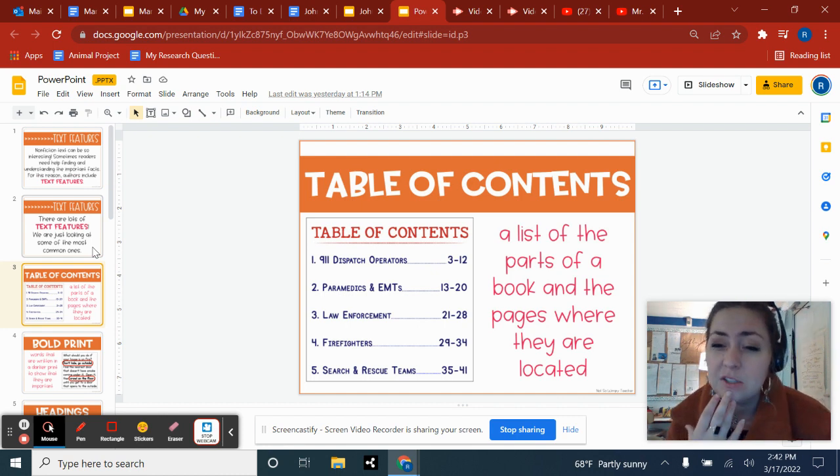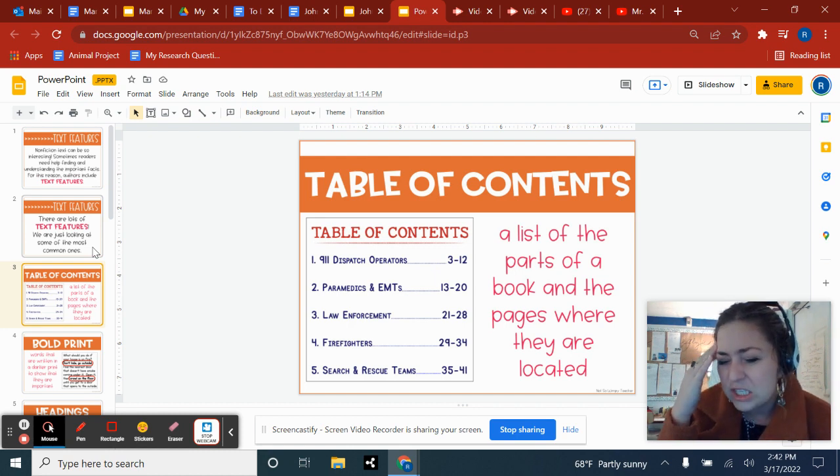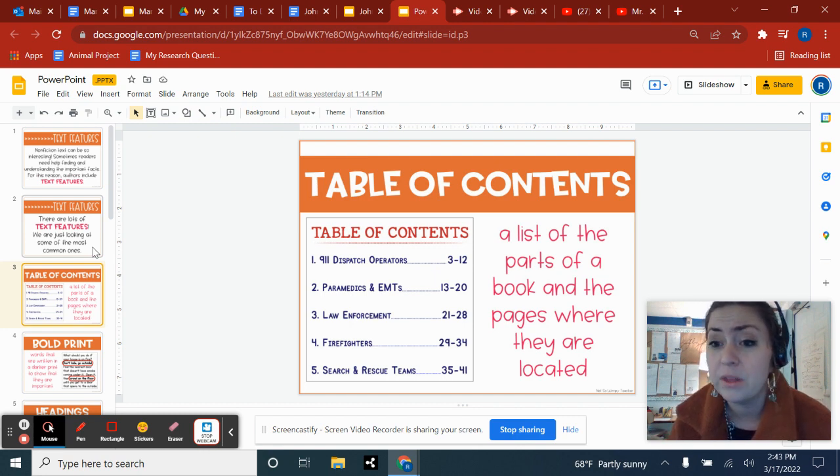Now, the reason we have text features is because with fiction or fake stories, it's easy to imagine it in our brain. But nonfiction are real things, kind of like polar bears and puffins and tigers and armadillos and all different types of things, or Antarctica. And if you've never seen those things before, it's hard to imagine things that are real that you've not seen before. So that's why we have text features. Now, let's talk about one of the most important ones today.